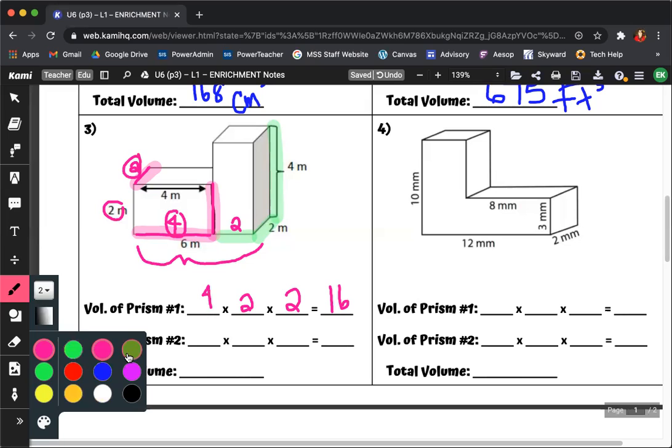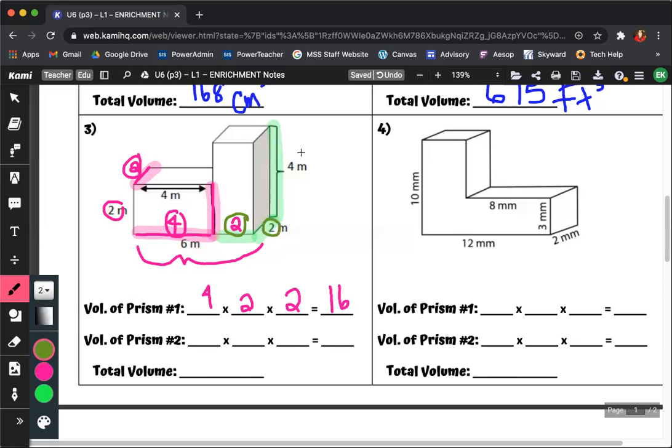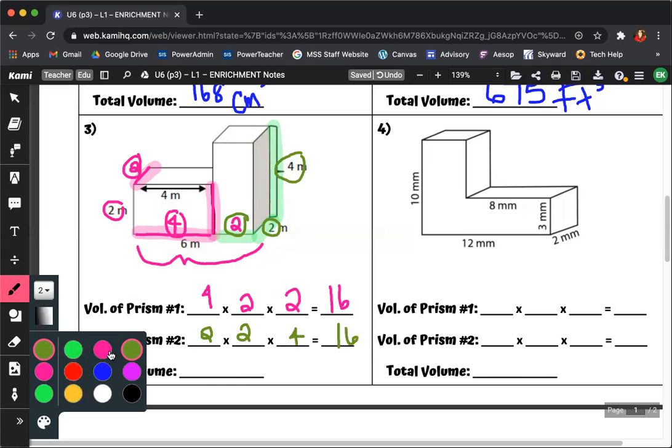Looking at shape number 2, we already figured out that this length right here is 2. The width is 2, and then our height right there is 4. So 2 times 2 times 4, same dimensions. 2 times 2 times 4 is 16. And then we're going to add those all together, and we get 32.